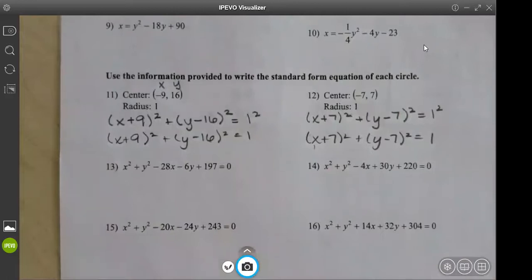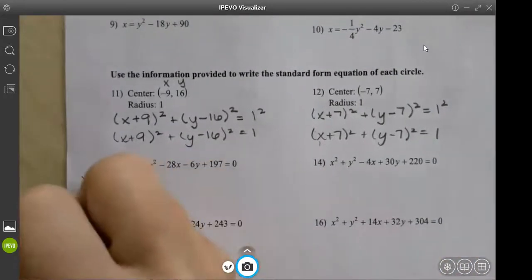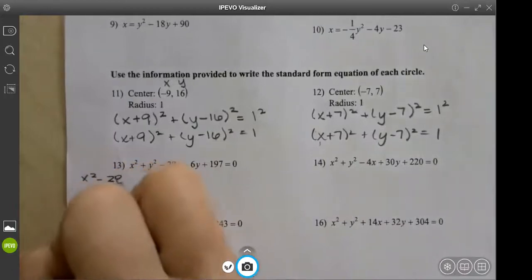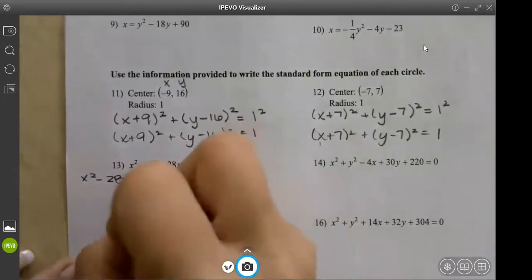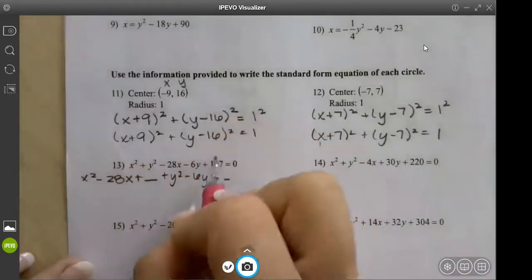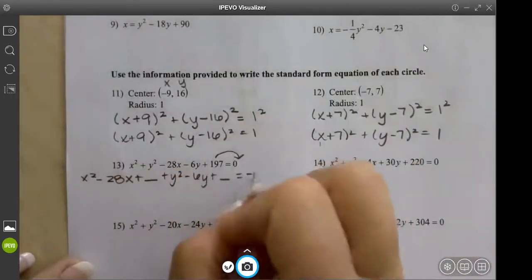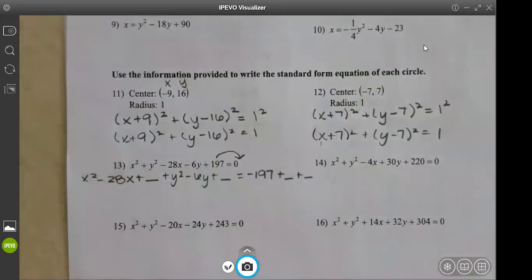13 through 16 are worked out the same exact way as you did on the top. You just have to complete the square twice. So we're putting in 2 blanks. So I'm going to start way over to the side. I have x squared and -28x is going to go together with a blank. Then you're going to have your y squared and your -6y and a blank. And that random number, we're going to move over. And we have 2 blanks on that side as well. Any questions so far?